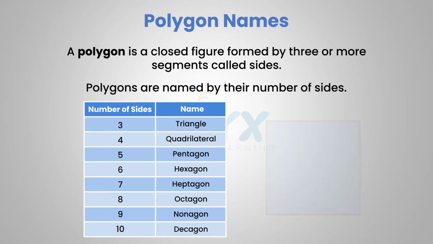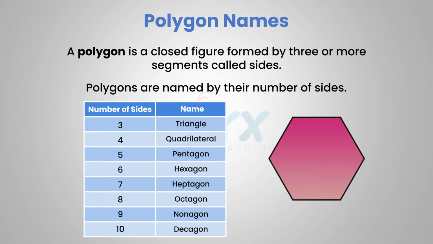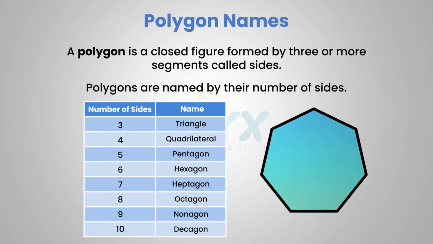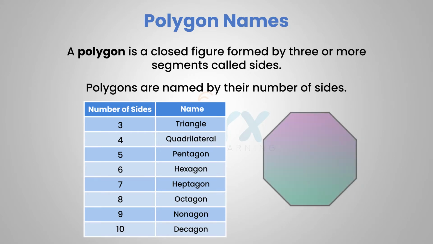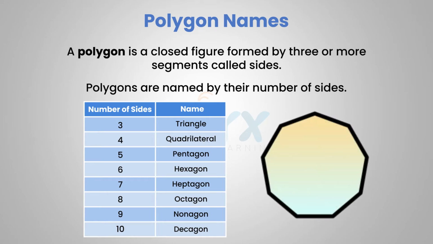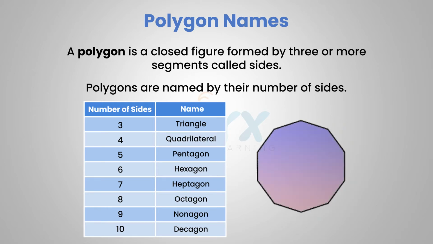A polygon with 5 sides is a pentagon, and with 6 sides is a hexagon. A polygon with 7 sides is a heptagon, and a polygon with 8 sides is an octagon. With 9 sides, it's a nonagon, and with 10 sides, a polygon is named a decagon.